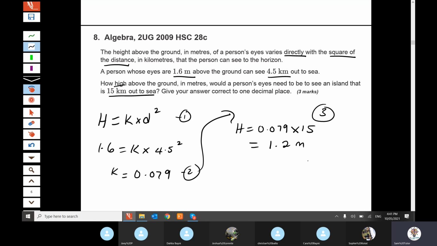meters. Do you not square the 15? Ah! Of course you do. Sam made a mistake. It's 0.079 times 15 squared. I thought it was too small. I was just about to look at it. I'm like, doesn't make sense. That's all right. 17.8 meters.